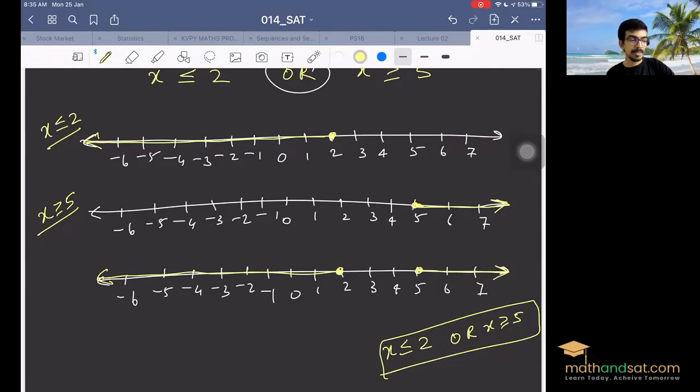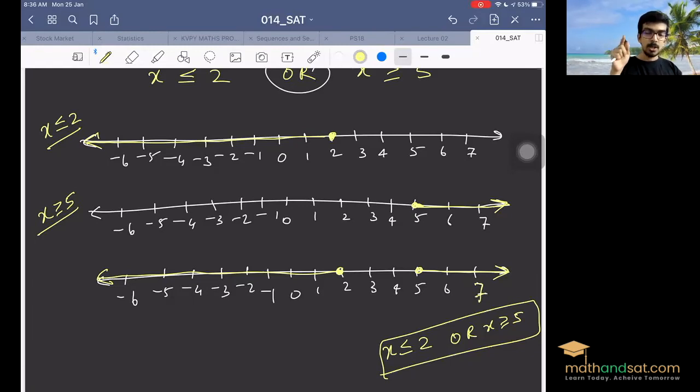You understand the concept? So for the individual inequalities, you have their own solution sets. For the compound inequality, when they are combined by the word OR, it simply means that you have to take both cases. Got it? So 1 is going to be a solution, 6 is going to be a solution, minus 4 is going to be a solution, 7 is going to be a solution. In the previous case, we were looking at the numbers which will satisfy both.